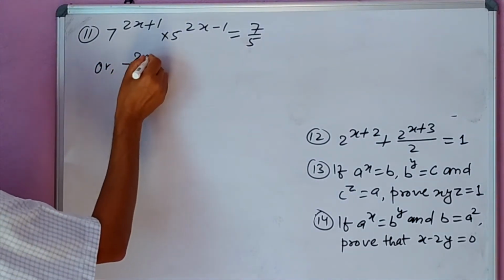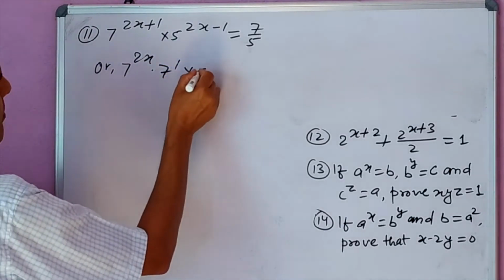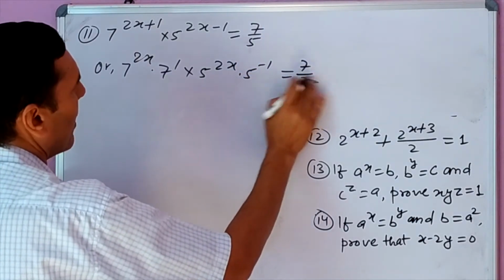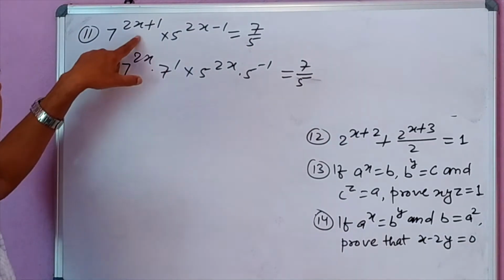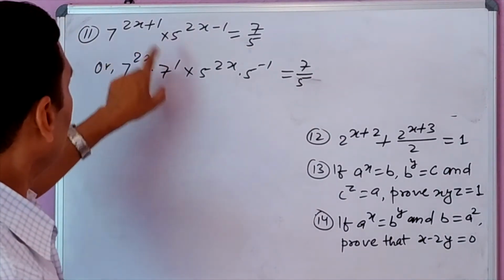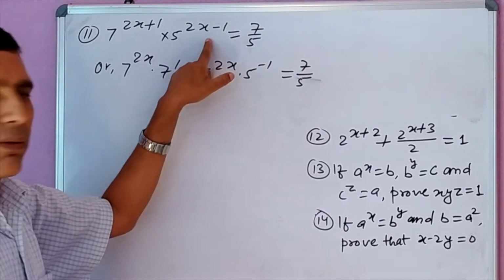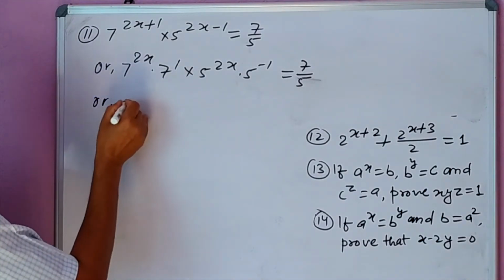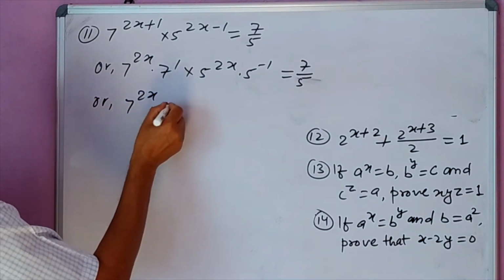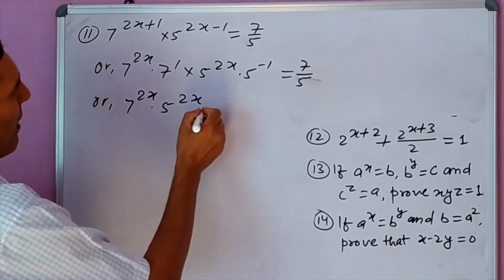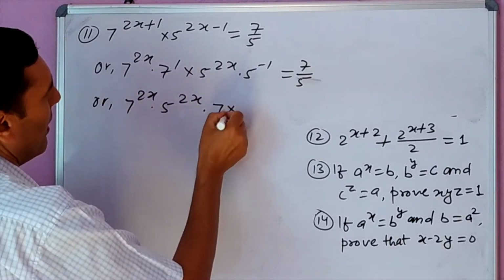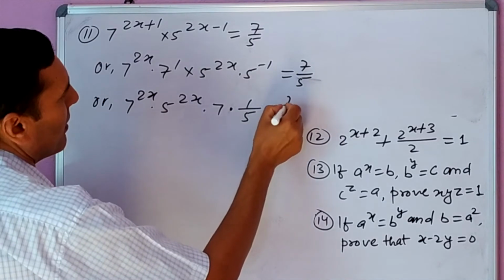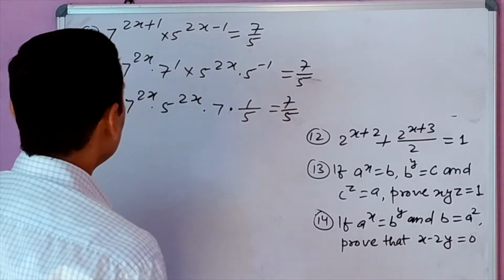So it is 7 to the power 2x into 7 to the power 1 into 5 to the power 2x into 5 to the power minus 1, by separating the power, because 7 to the power 2x plus 1 is 7 to the power 2x into 7 to the power 1, and 5 to the power 2x minus 1 is also 5 to the power 2x into 5 to the power minus 1. So it can be written as 7 to the power 2x into 5 to the power 2x, I am writing these two together, and this 7 as it is, and we know that this 5 to the power minus 1 is 1 upon 5, is equal to 7 upon 5, right hand side as it is.